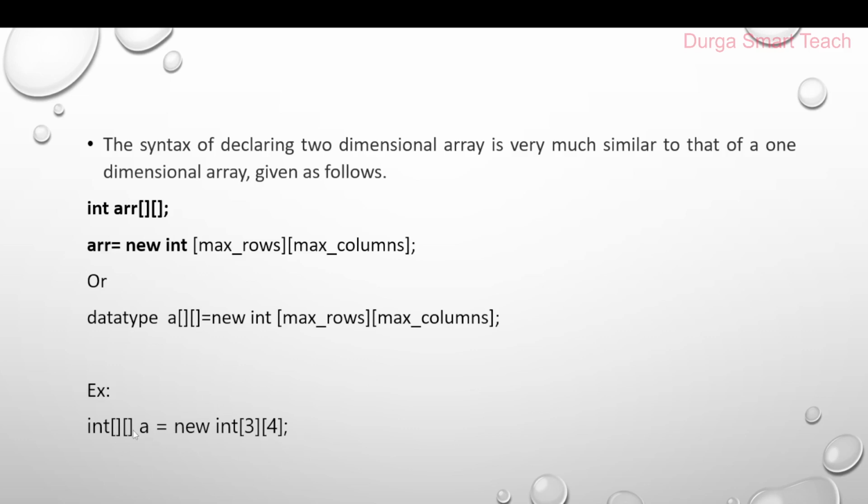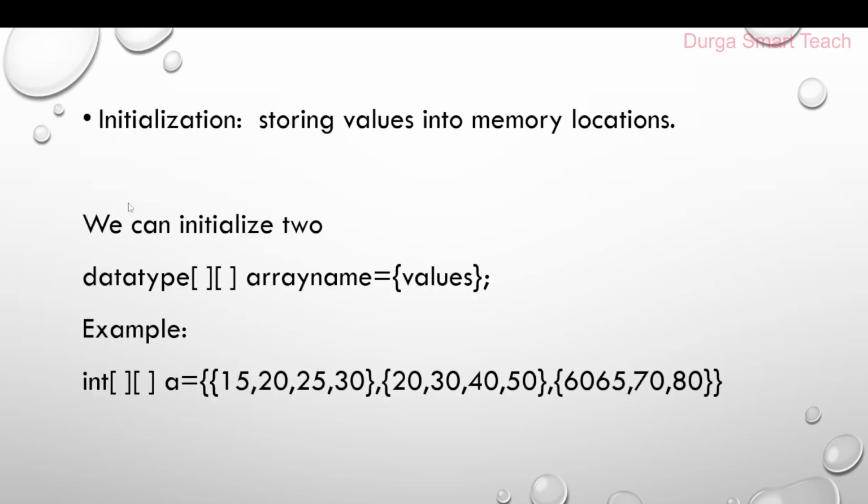We created it and allocated the memory locations. Next we need to store the values, okay? That is known as initialization. Initialization is nothing but storing values into memory allocations. So we can initialize a two-dimensional array like this. Data type, array name is equal to values. So the data type is int. Next we need to represent two subscripts. A is equal to, so this is one row and this is another row and this is another row.